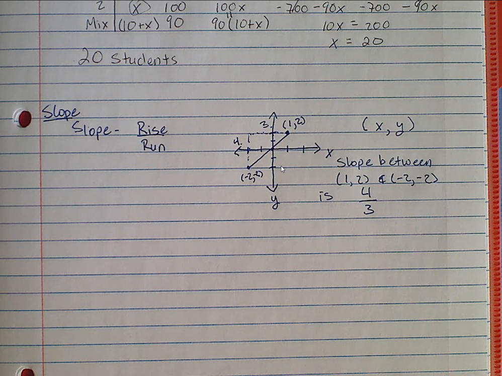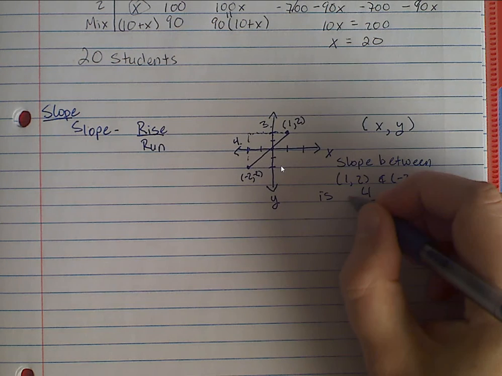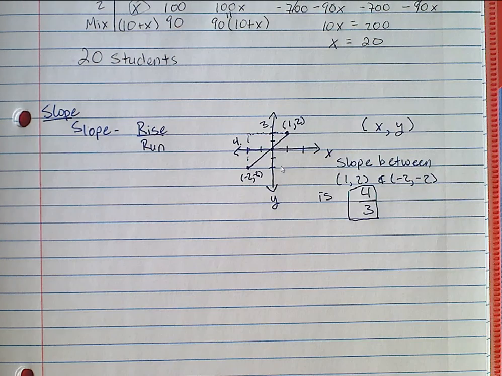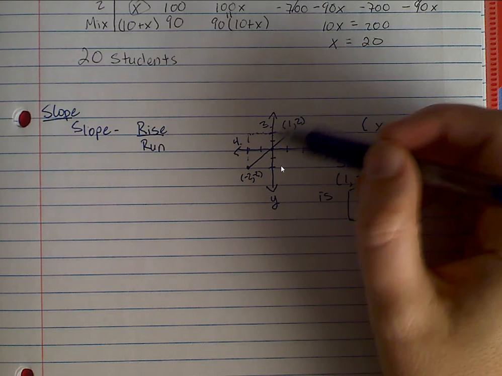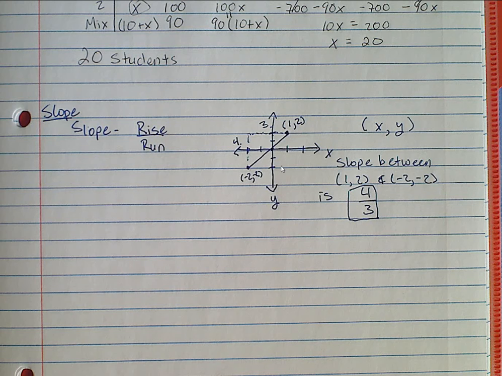to leave your slope as an improper fraction. You don't want to change that to 1 1/3, and you especially don't want to write it as 1.3 repeating. You don't want to make it a decimal, and you don't want to make it a mixed number. You want to leave it an improper fraction. So 4/3 is what we want. So here's the first way that we can find slope between 2 points. I'm going to show you 2 more ways.